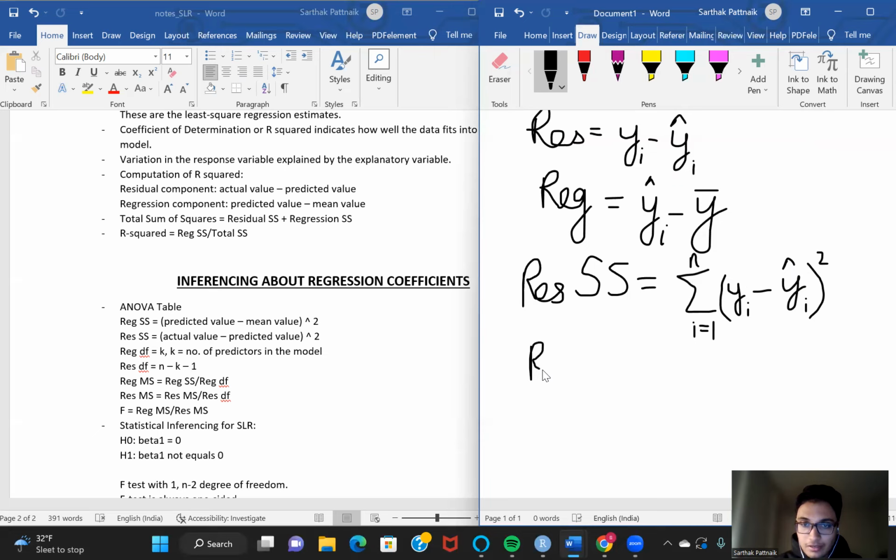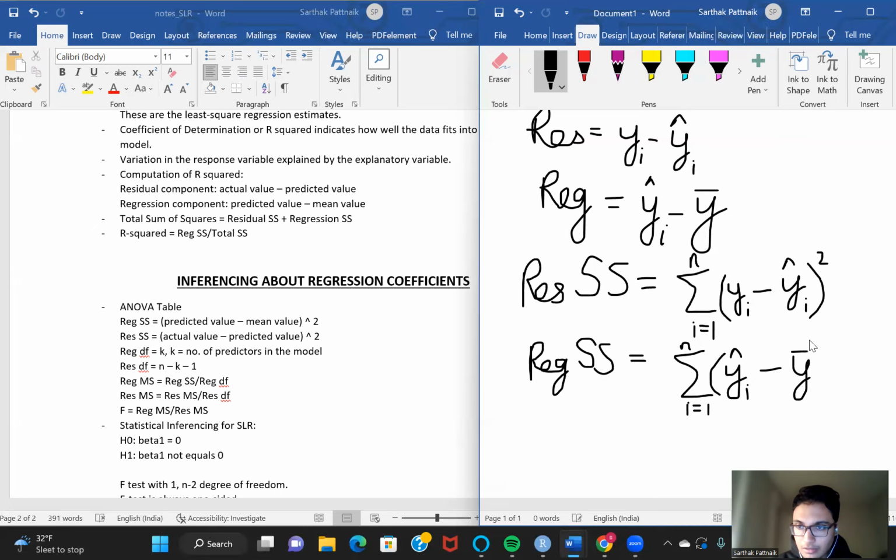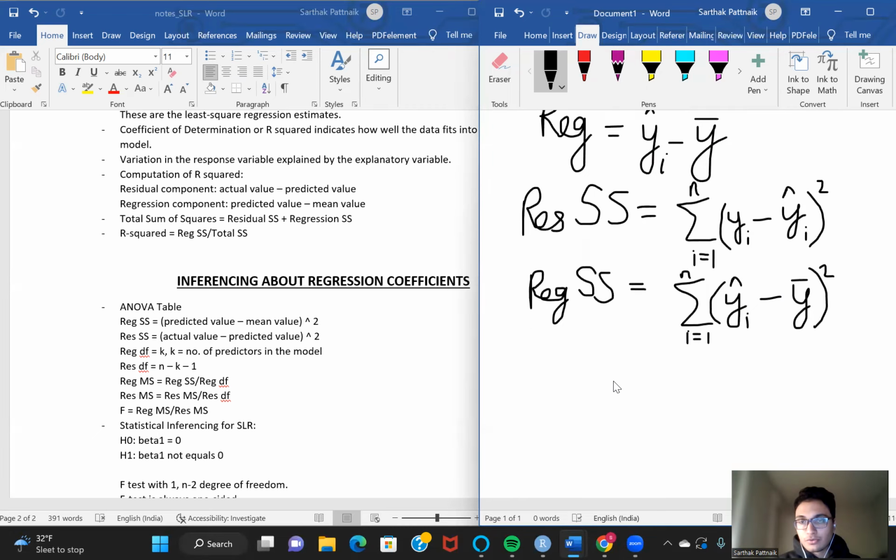And same way, for regression sum of squares, go from 1 to n, yi cap minus y bar, whole square. This is my regression sum of squares. This is my residual sum of squares.